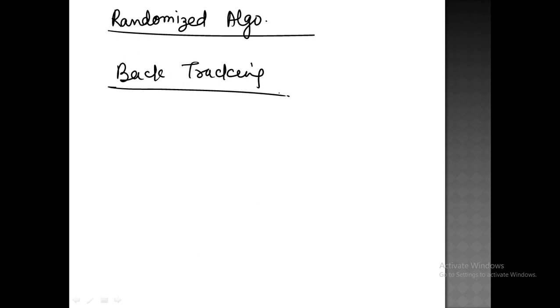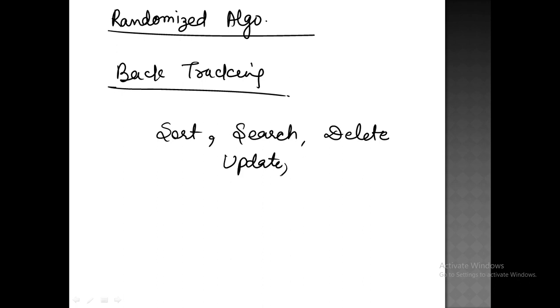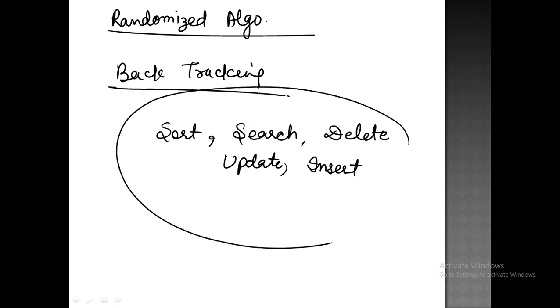Now, major categories of algorithms are: first, you can use algorithm for sorting the items in a certain order. Second, searching, used for searching, deleting, update, or insertion. Mainly these five categories for which algorithms are used.